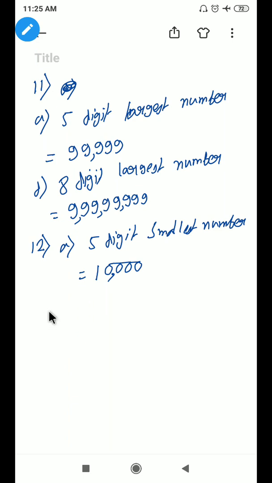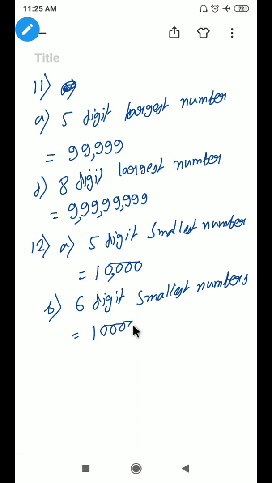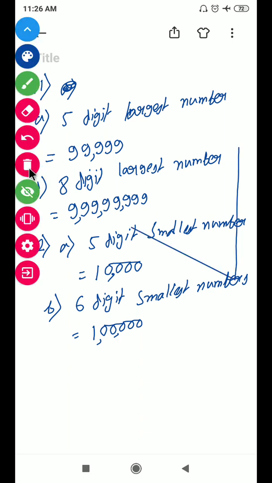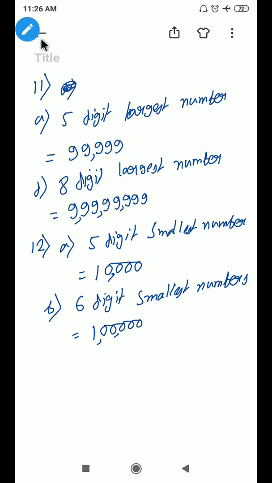Now go to the next one, question number B. Here it asks you for the 6-digit smallest number. Again you can't put 0 in front, so that's why you first put 1, then you can put 5 zeros. Clear? So this is our 6-digit smallest number. Now in this way you can do the rest of the problems in question numbers 11 and 12. Thank you everyone.